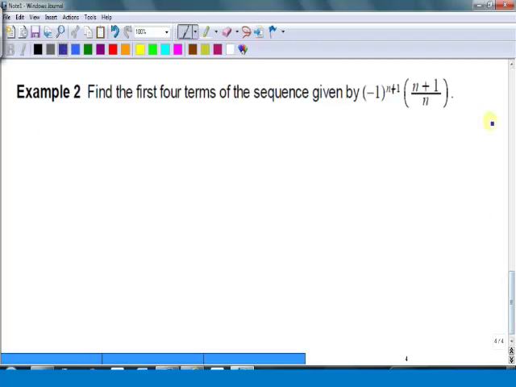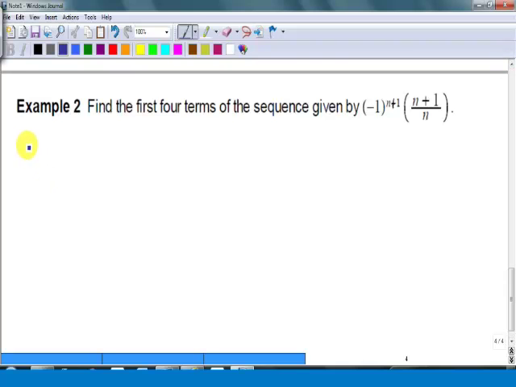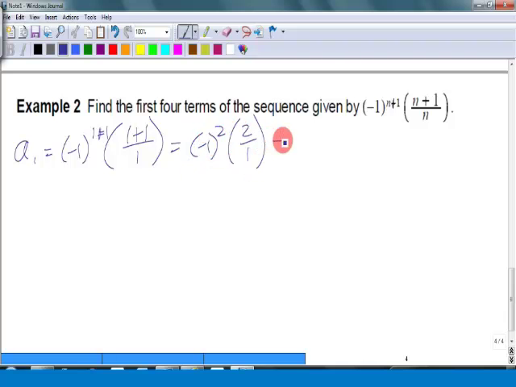First term, a sub 1 is -1 to the 1 plus 1 times 1 plus 1 over 1. A lot of ones there. It's -1 to the second power times 2 over 1. -1 to the second power is positive 1, so it's 1 times 2, which is 2. If we're listing the terms, and maybe we should, a sub n for n equals 1 to infinity, the first term is 2. What's the next term?